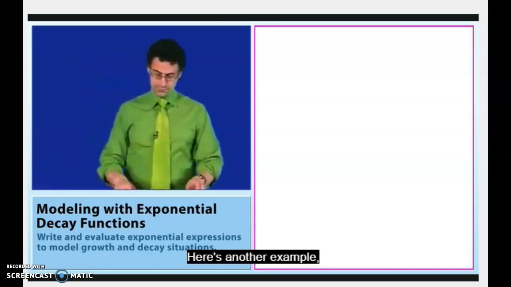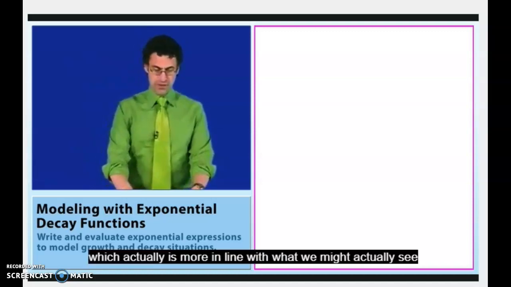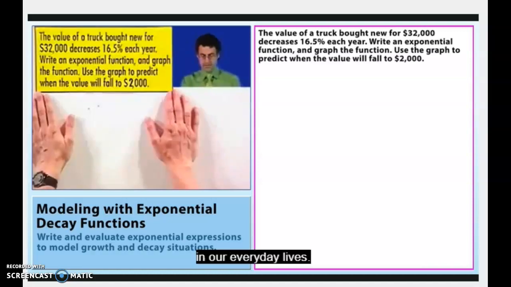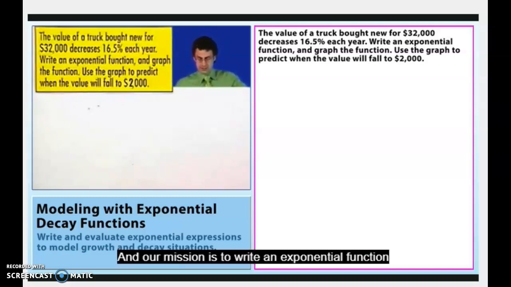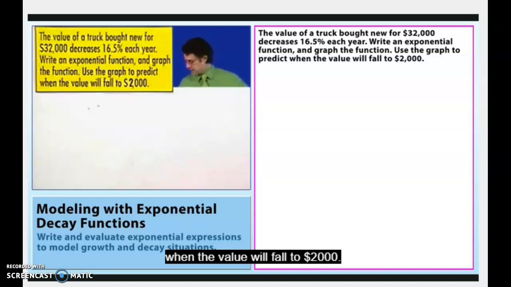Here's another example, which is more in line with what we might see in our everyday lives. The value of a truck bought new for $32,000 decreases 16.5% each year, and our mission is to write an exponential function, graph it, and then using the graph, try to predict when the value will fall to $2,000. So let's take a look and see.